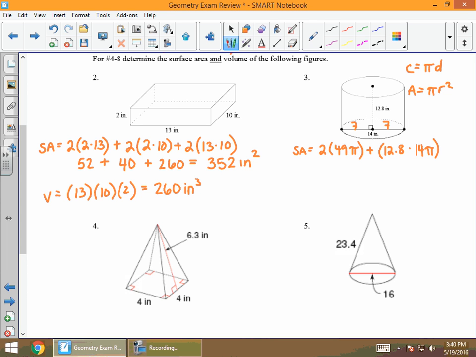Now I'm going to type all this right into a calculator, and I will get roughly 870.8 square inches.